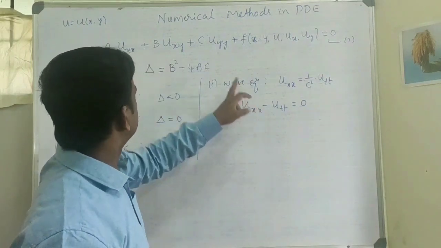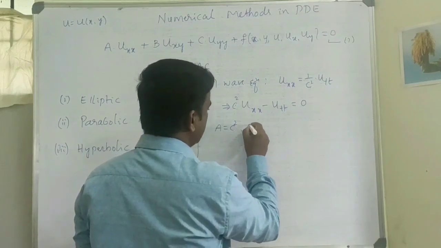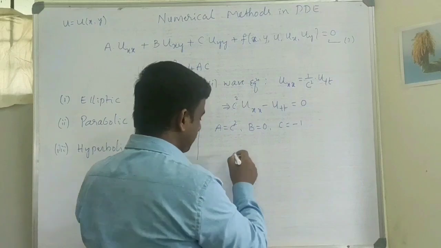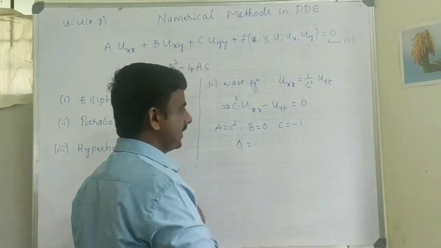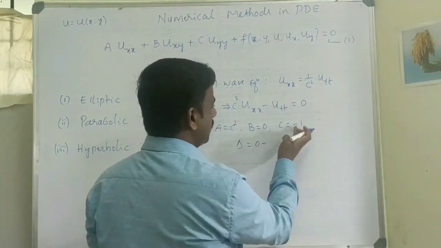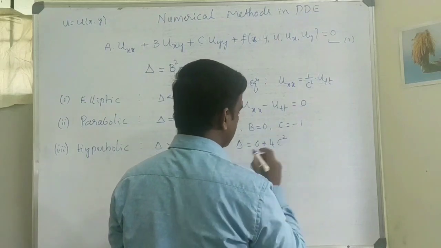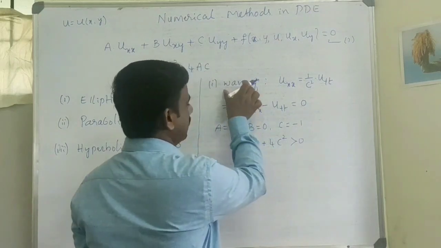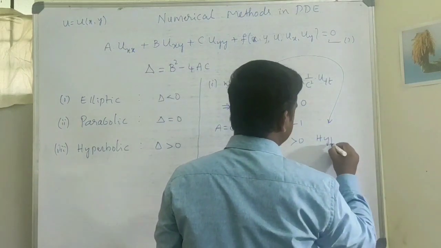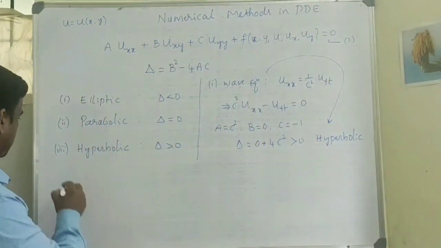Now comparing this with equation 1, I get a = c square, b = 0 and c = minus 1. So delta is b square minus 4ac, which is 0 minus 4 into c square into minus 1, so plus 4c square, which is greater than 0. So the wave equation is hyperbolic.